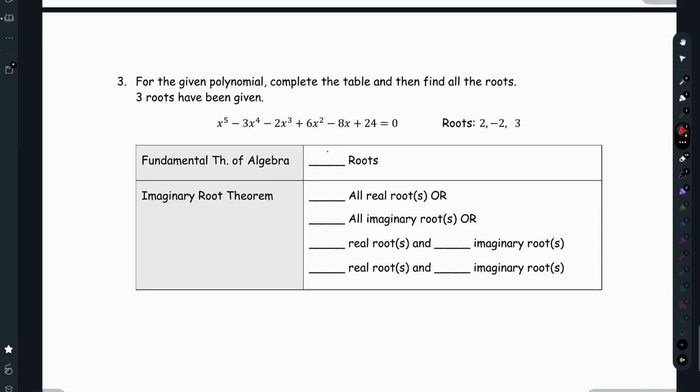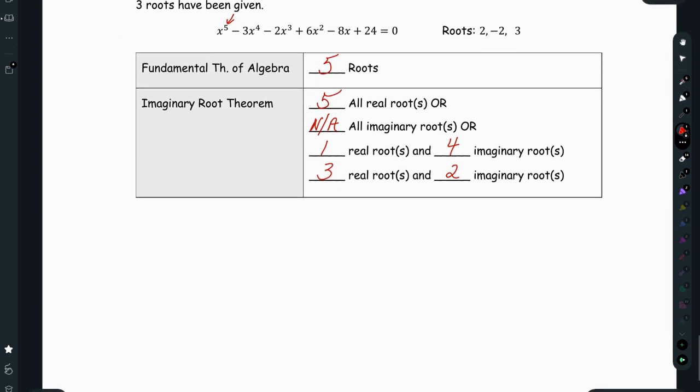This polynomial has 5 roots because our highest degree is 5. We could have 5 real roots. That's a possibility. Since 5 is an odd number, we couldn't have all pairs of imaginary roots. This one would be not applicable. Or the other possibilities are we have 4 imaginary roots and 1 real root. Or we could have 2 imaginary roots and 3 real roots. We're not sure what's going to show up. I'm going to start out by putting 2 in the box. I'll bring down all my coefficients.